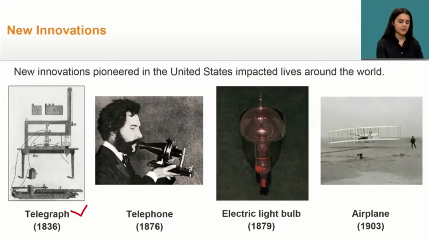The telegraph, which was invented in 1836. It was invented by Samuel Morse. The telephone, in 1876, invented by Alexander Graham Bell. The electric light bulb, in 1879. It was invented by Thomas Edison. Well, he did not invent the first electric light bulb, but he invented the first commercially practical incandescent light bulb to be mass-produced. Next, the airplane, in 1903. The Wright brothers invented this.